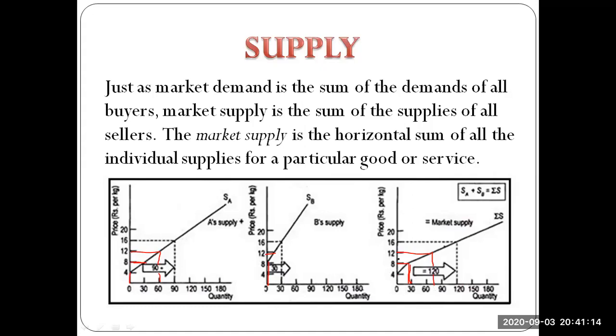In fact, that is the same procedure by which we found the horizontal summation of the individual demand curves in the case of demand. When we were talking about demand, the horizontal summation of the individual demand curves gave us the market demand curve, and in the same way, the horizontal summation of the individual supply curves of each of the producers will give me the market supply curve. So that is how the market supply curve is derived.